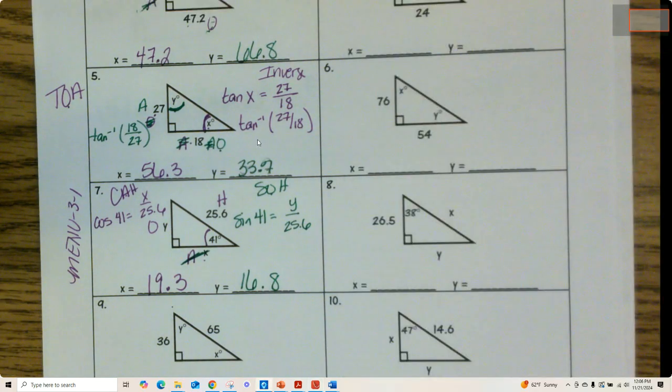All right, so those are the only ones I'm going to work on this sheet because they're all the same. You're either finding the two missing angles or you're finding the two missing sides, okay?